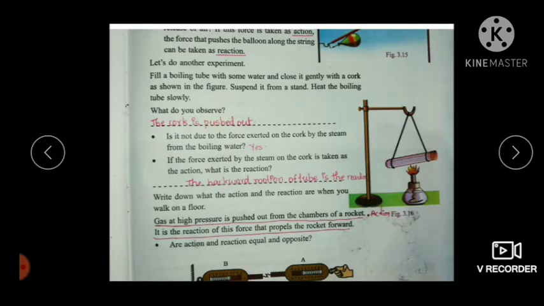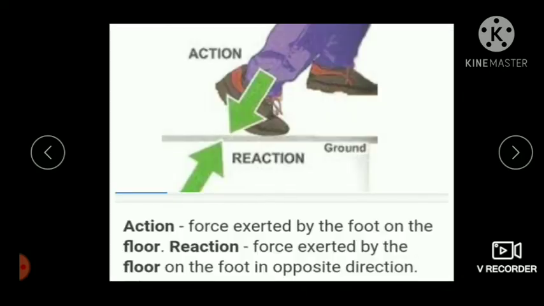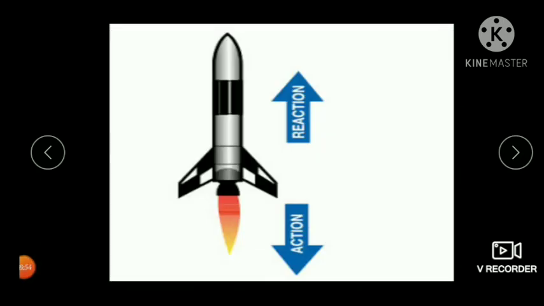So when you walk on a floor, action is the force exerted by the foot on the floor, and reaction is the force exerted by the floor on the foot. Now let us see the action and reaction in the case of rocket launching.